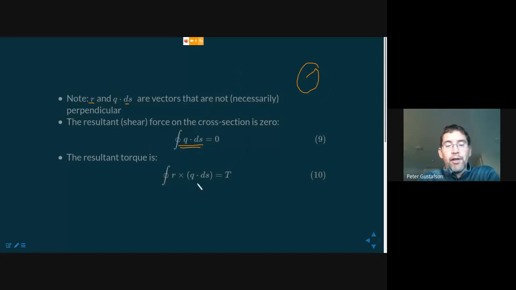So this is expressed in this way. The differential force is, I should say, q ds, the differential length ds, q, force per unit length. So this q ds is differential force. So we're integrating r cross differential force, closed integral around the entire cross section. That's going to be equal to the torque.